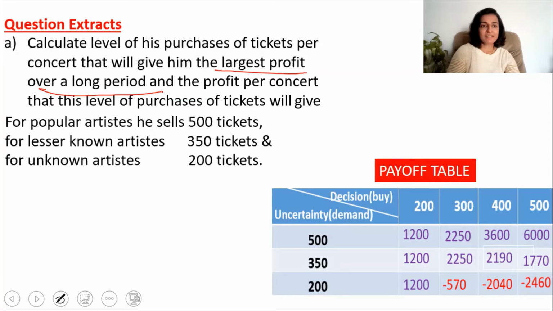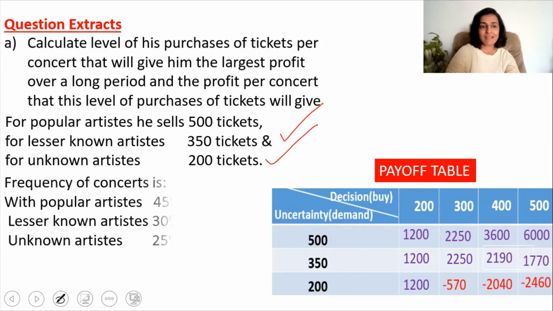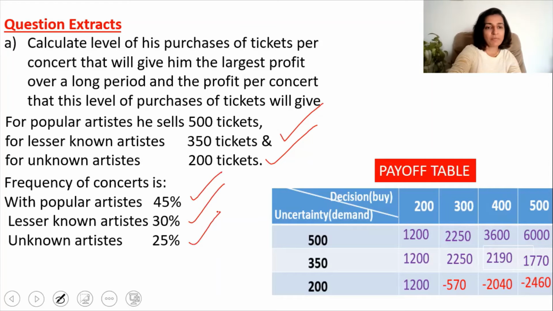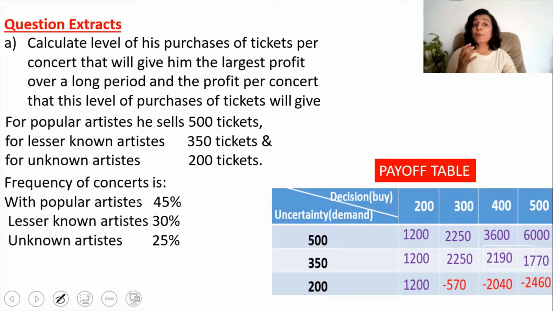And the question further says that for popular artists, he sells 500 tickets, for lesser known 350, and for unknown 200 tickets. And the frequency is 45%, 30%, and 25% for popular, lesser known, and unknown artists. So we have the probability. Now, what is the decision that he has to take? Either buy 200 tickets, 300 tickets, 400 tickets, or 500 tickets.